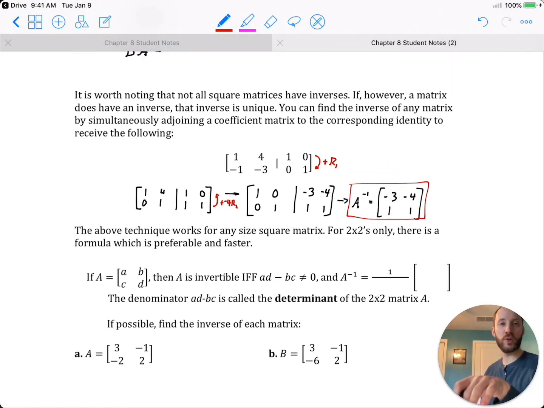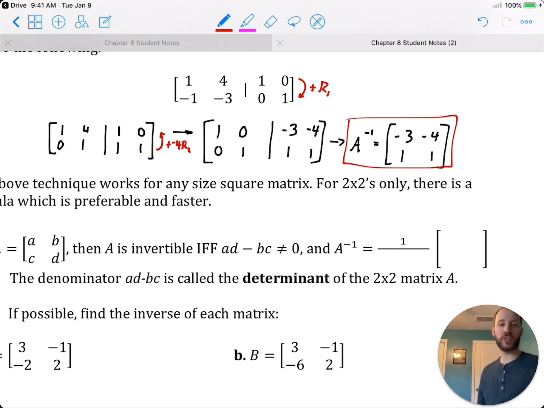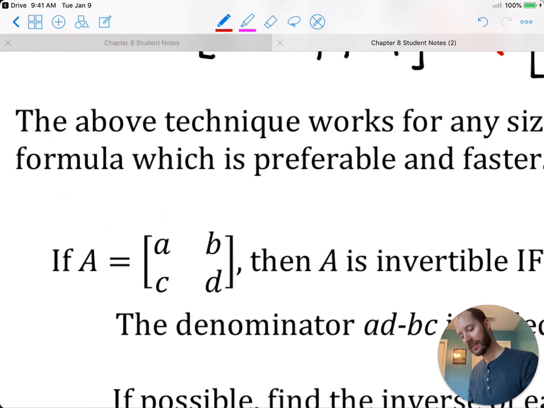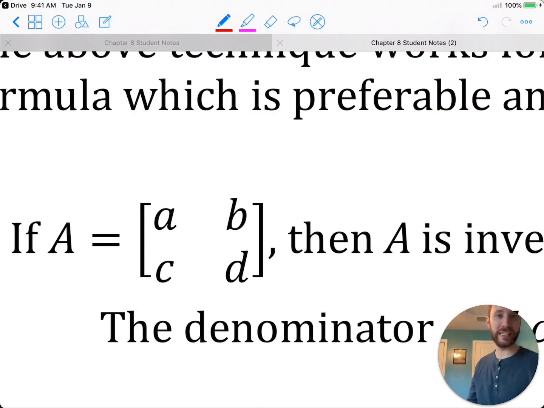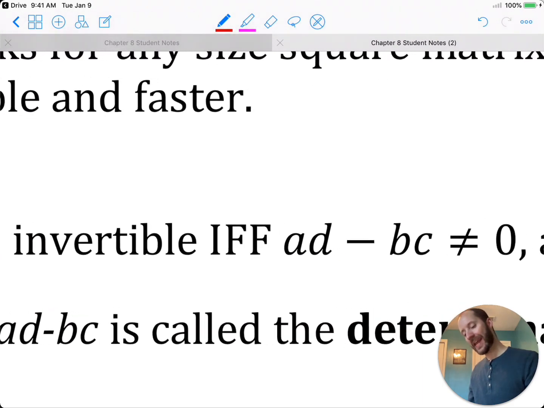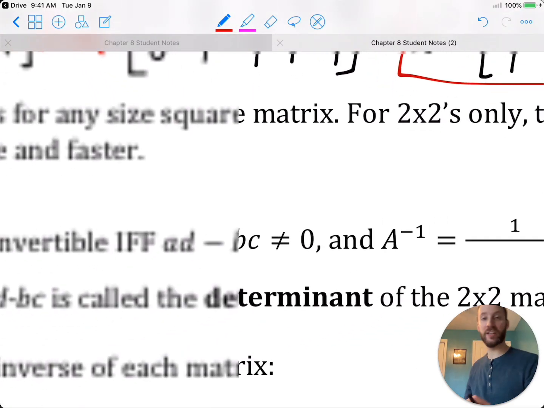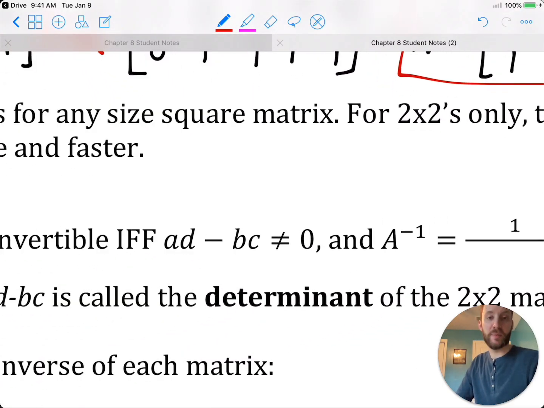For 2x2s specifically, there is a formula, a pretty easy formula you can use. And it uses what's called a determinant. So A is said to be invertible if and only if AD minus BC is not equal to 0. See, here we have A, B, C, and D. AD minus BC is the determinant of that matrix.